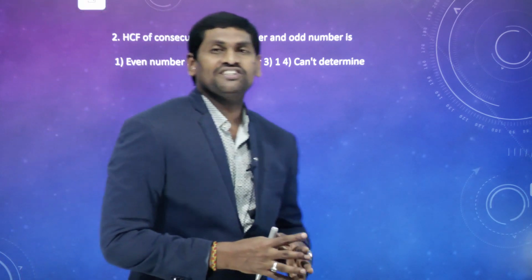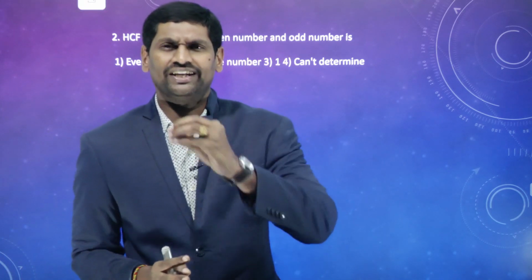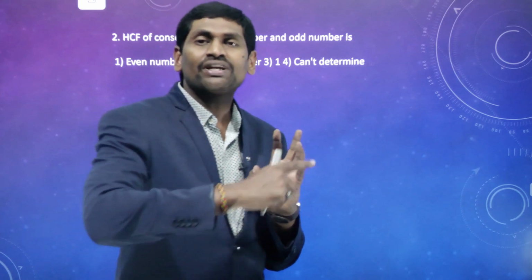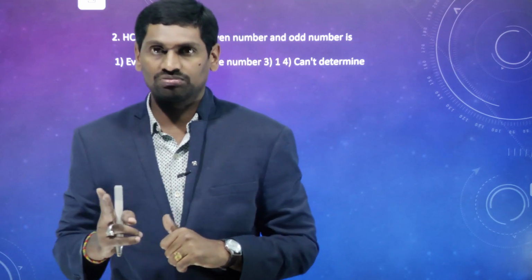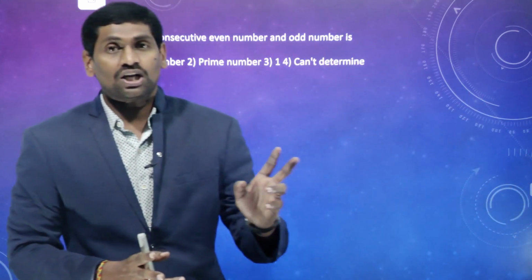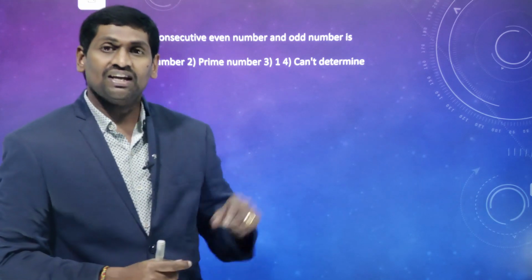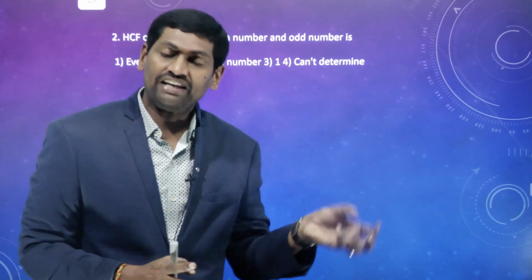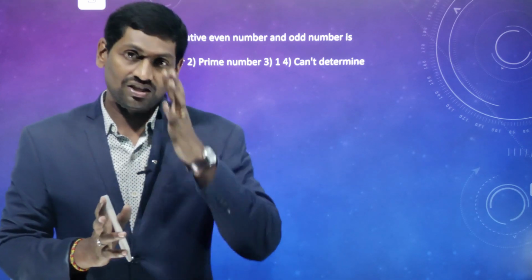HCF of consecutive even numbers. Take any two consecutive even numbers. Consecutive means side by side even numbers. For example, 30 is an even number, so its immediate next even number will be 32. 30 and 32 are called consecutive even numbers. Or 500, 502. In the same way, 1 and 3 are consecutive odd numbers, or 31 and 33, or 5 and 7. Clear? Consecutive means side by side or immediately next.